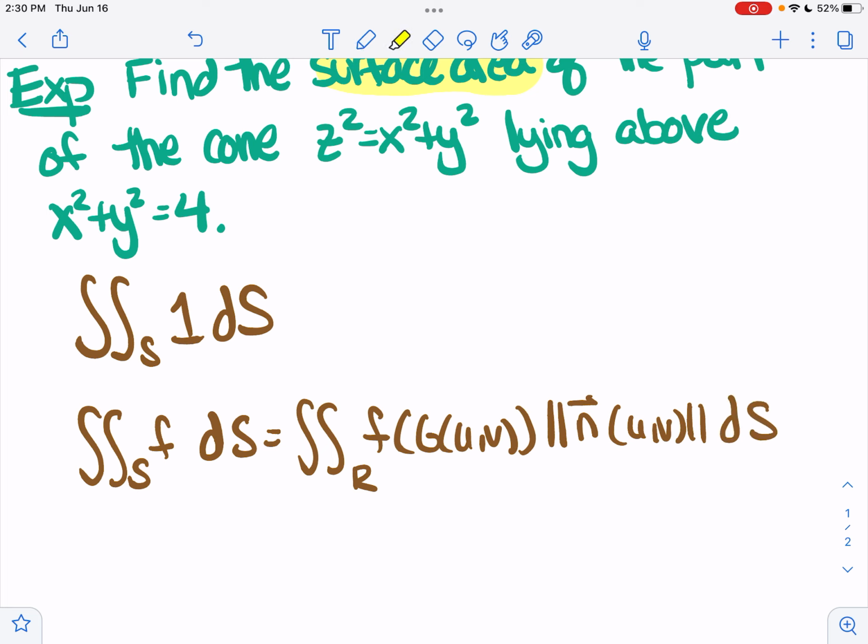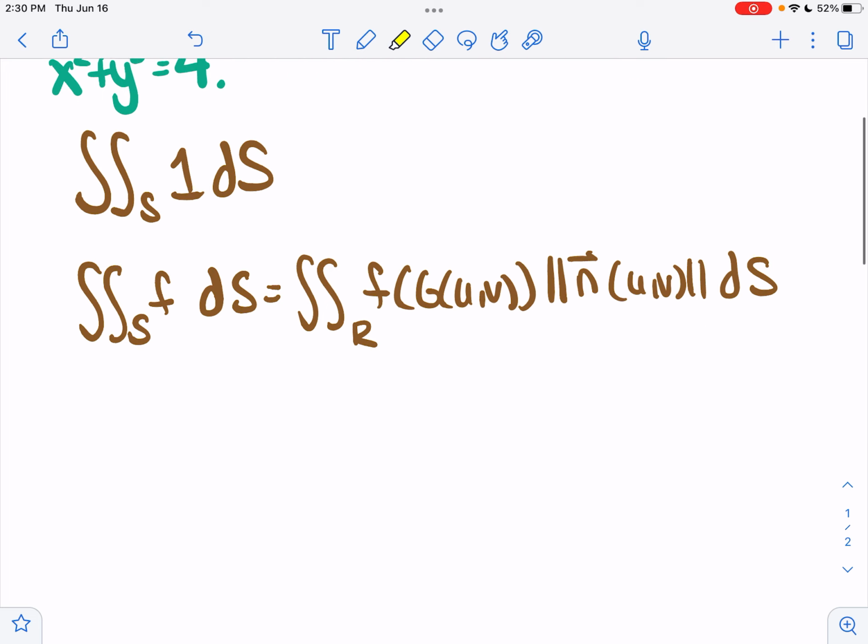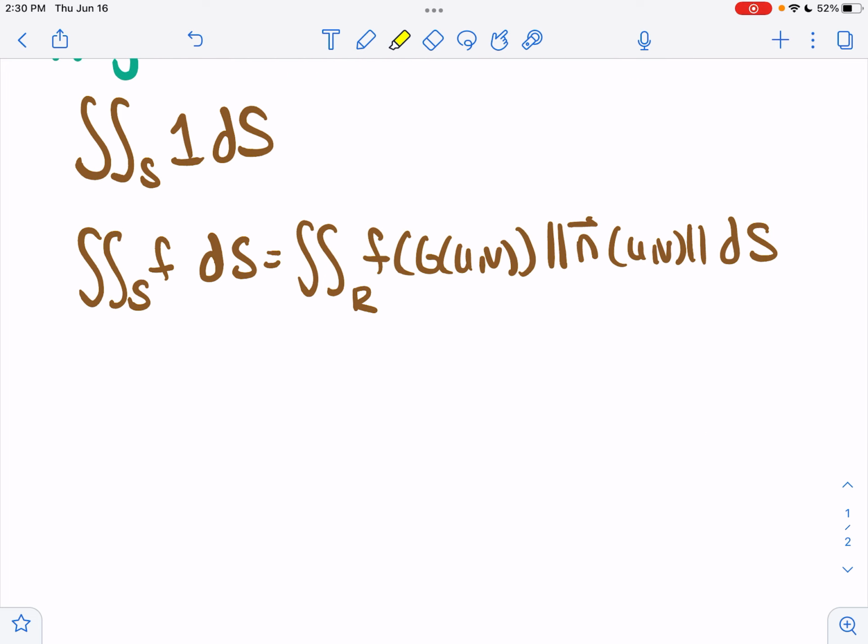When we deal with the magnitude of the normal vector in these scalar surface integrals, the sign of the normal vector doesn't matter. But when we later deal with vector surface integrals, the sign will matter, and that's why we talked about outward versus inward facing normal vectors.